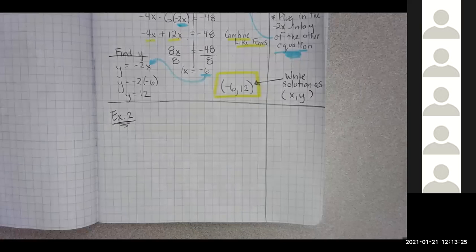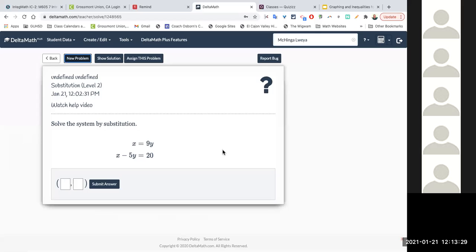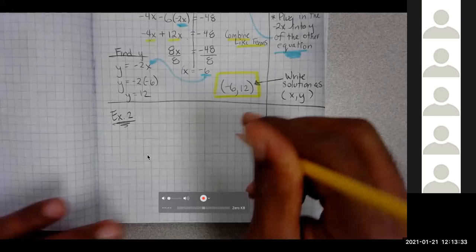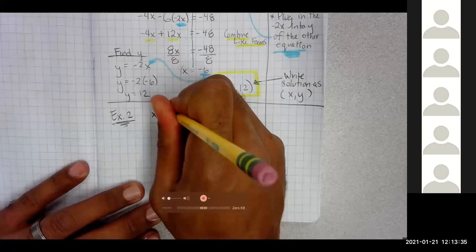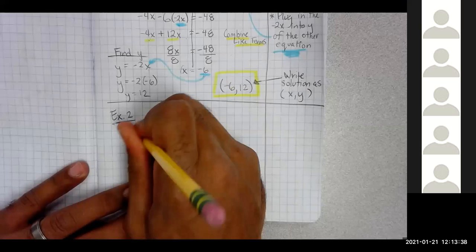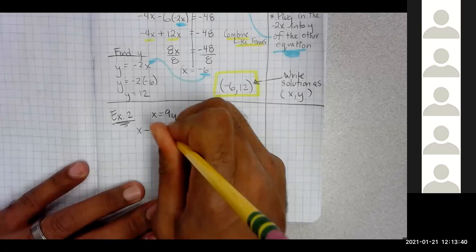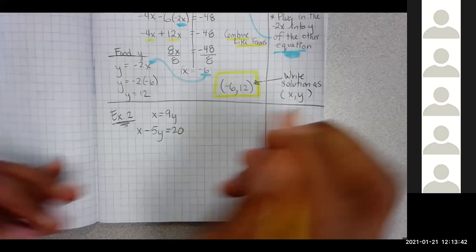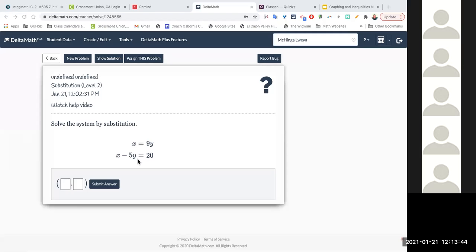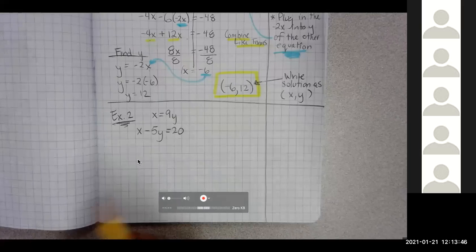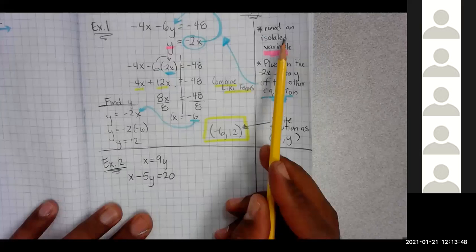Okay, so I'm going to go ahead and write the problem. x equals 9y, and then x minus 5y equals 20. Make sure I wrote it down correctly. All right, I did. So now, again, just like before, we need that isolated variable.